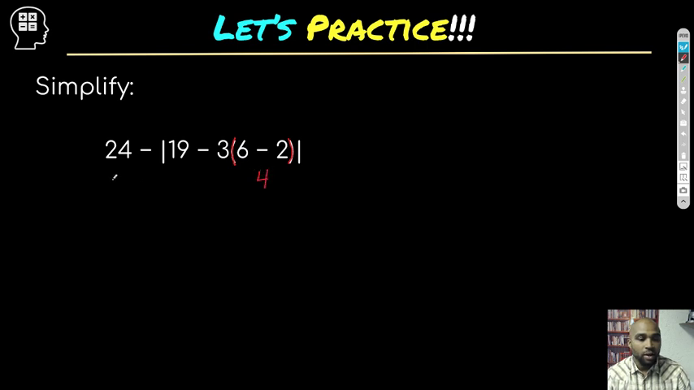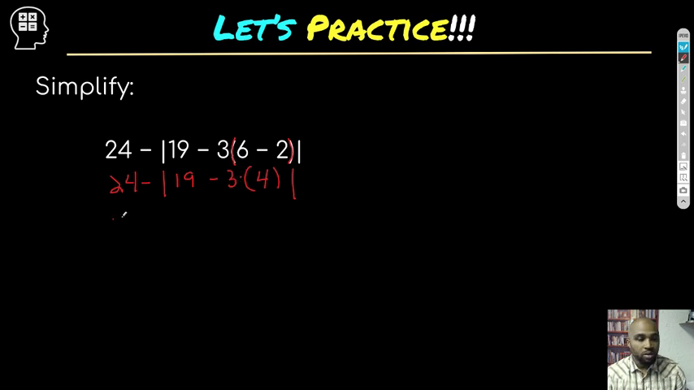And I'm going to rewrite everything. 24 minus absolute value 19 minus 3 times 4. So this is all in the absolute value. Now I'm still working inside this absolute value before I take the absolute value. So what's the next piece I need to do? Well, according to PEMDAS, I need to do my multiplying and dividing before I do adding and subtraction. So this is multiplying right here, this 3 and a 4.